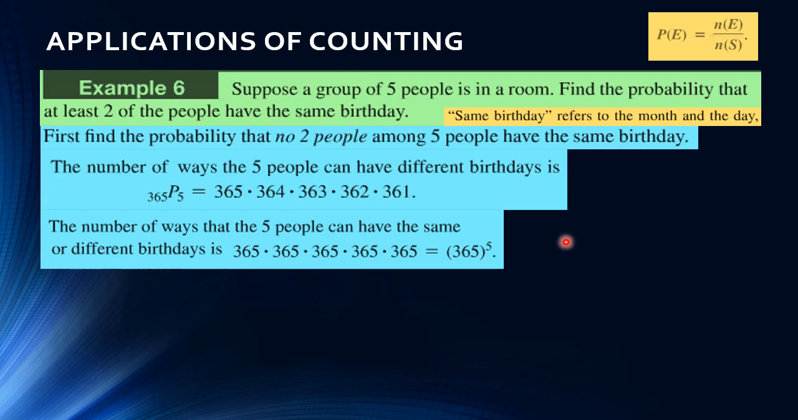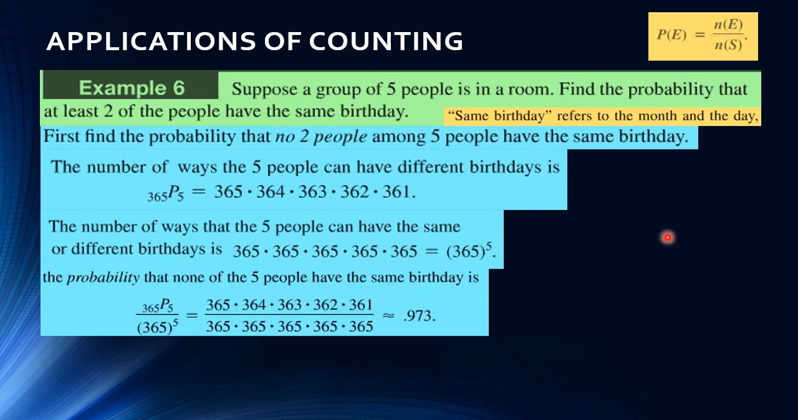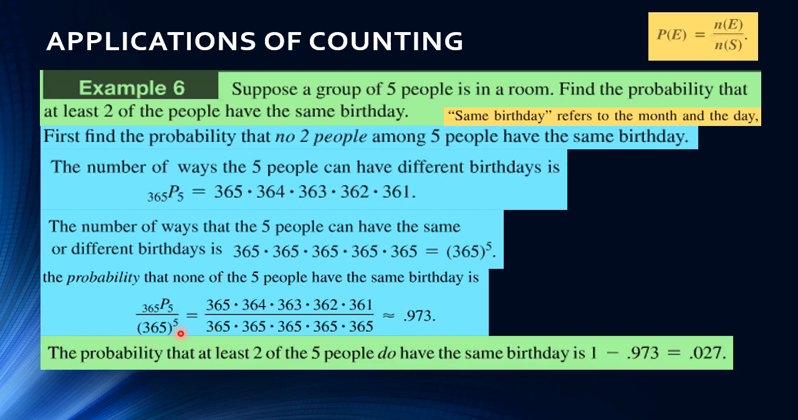The number of ways that 5 people can have the same or different birthdays is 365 times 365, and so on, right? These are all the different possible ways that they can be the same or different. It doesn't matter here, right? So we don't take them out. So the probability that none of the 5 people have the same birthday is the permutation of 365 things taken 5 at a time divided by 365 to the 5th power, or 0.973. The probability that at least 2 of the 5 people do have the same birthday.